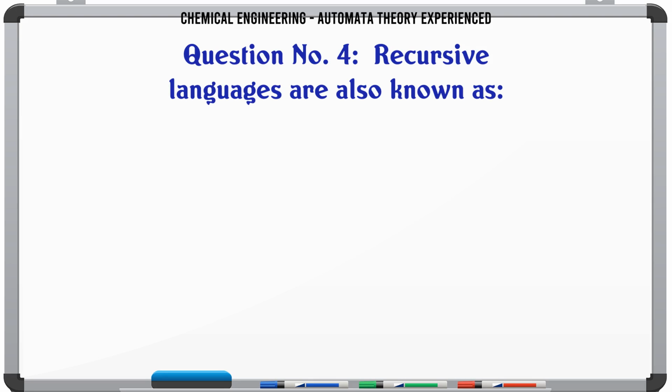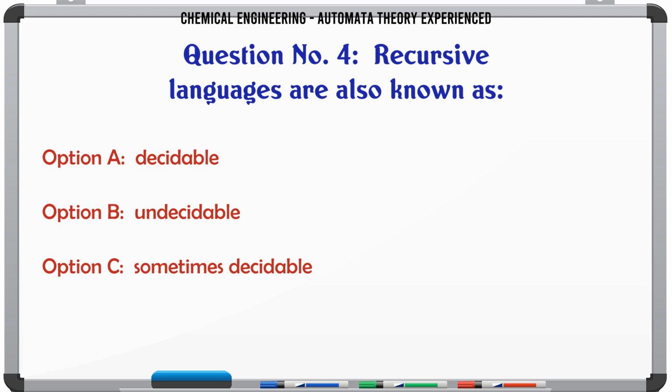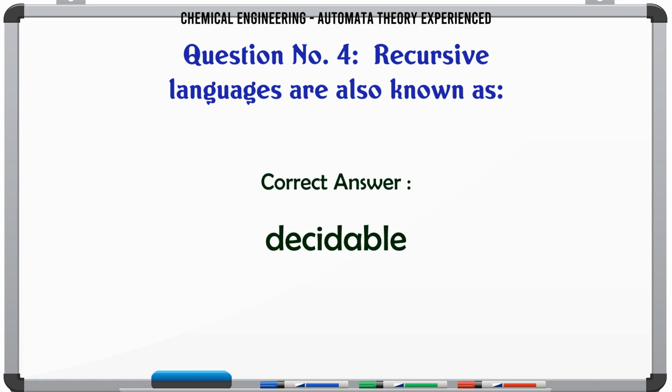Recursive languages are also known as a) Decidable, b) Undecidable, c) Sometimes decidable, d) None of the mentioned. The correct answer is decidable.